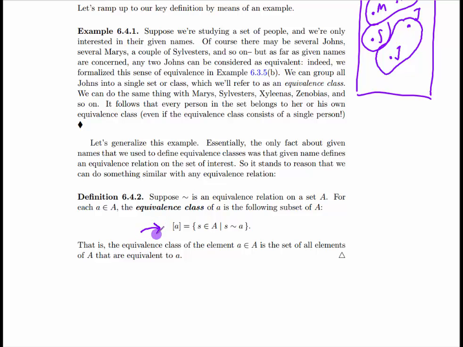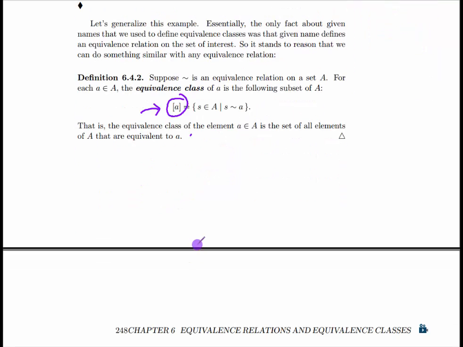Formally, we can define it this way. We use square brackets to denote equivalence class, and we say that the equivalence class of an element little a in big A is the set of all elements in big A that are related to little a. Okay. So I can define this for an equivalence relation, and I developed the notion of equivalence class.